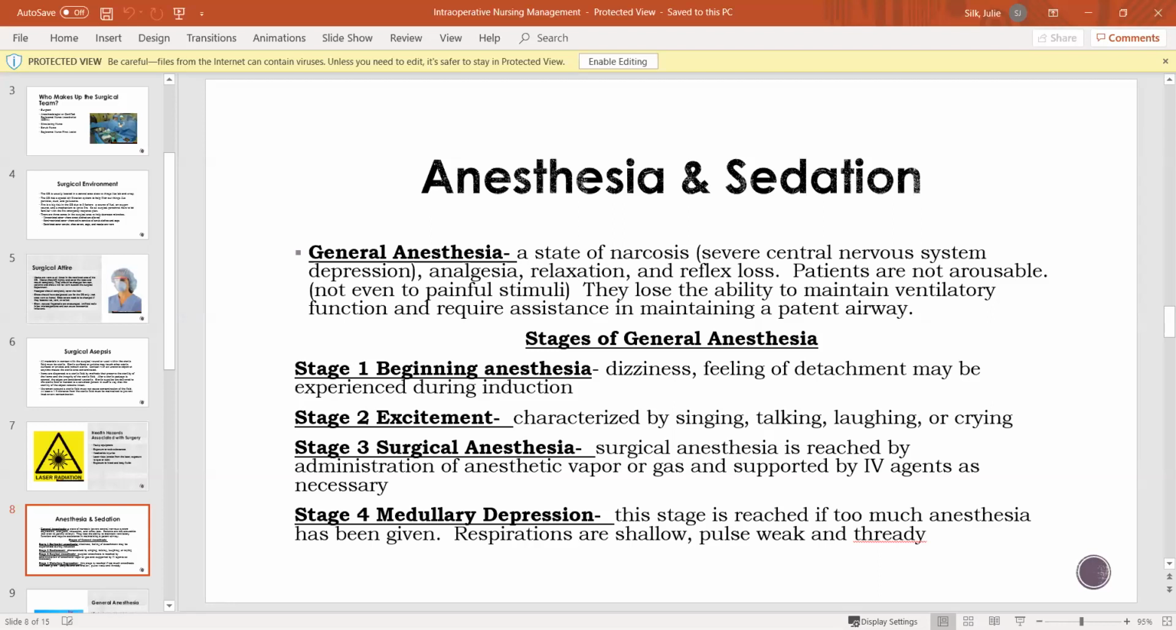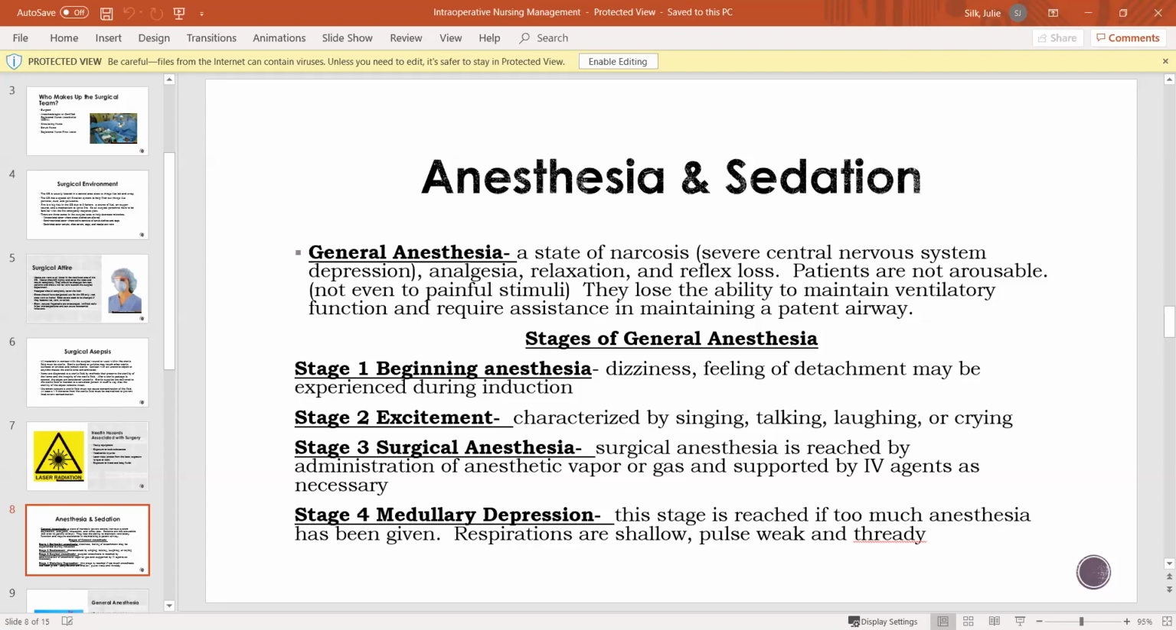If someone reaches stage 4, that's a problem. This is called medullary depression. When you reach this stage, you've had too much anesthesia. Now your respirations start to get shallow, your pulse gets weak and thready. Sometimes you get cyanosis. Your pupils look really wide and they won't constrict. If you don't intervene quickly, this person can die. So you don't want to get to that stage.